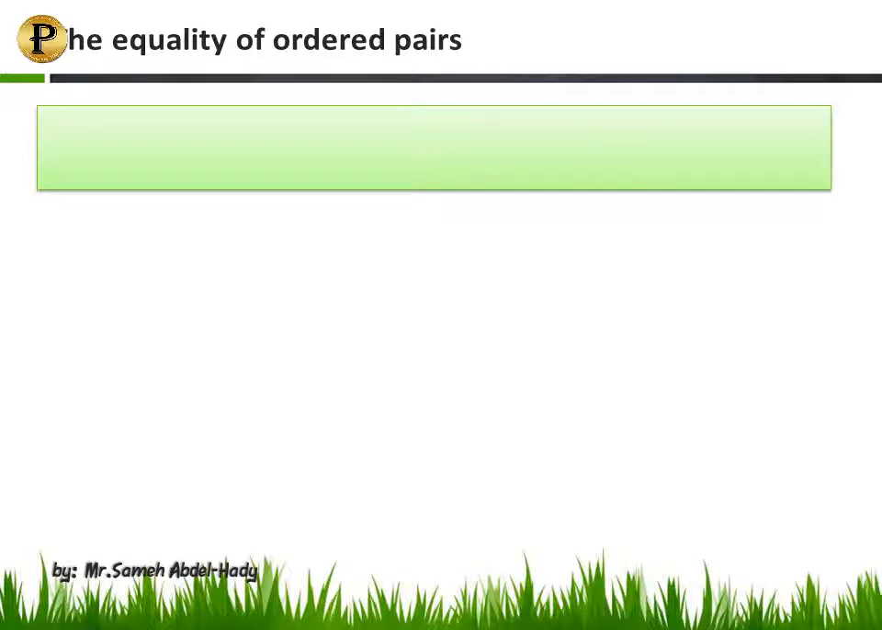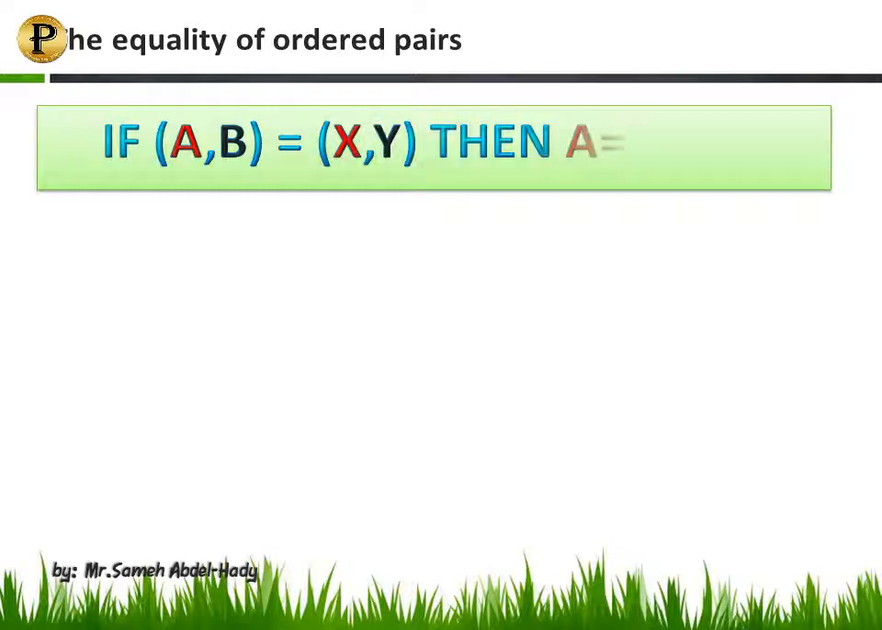We have already talked about this rule and said that this rule is very important. It's called the equality of ordered pairs. It says, if the ordered pair (a, b) equals the ordered pair (x, y), then a equals x and b equals y. And we already gave examples.